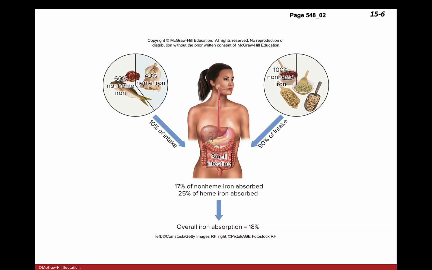Now here we're looking at a difference in the amount of non-heme versus heme iron that's actually being taken. On the far left side, we see about 10% of the intake. On the right, approximately 90% of the intake. If we look at the overall iron absorption, 17% of non-heme iron is absorbed and 25% of heme iron is absorbed. Overall, we see an absorption of approximately 18%. So that is an important thing to keep in mind over here.